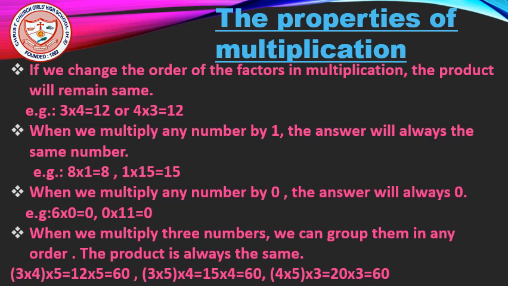Next, when we multiply any number by 1, the answer will always be the same number. For example, 8 ones are 8. 1 into 15 equal to 15.